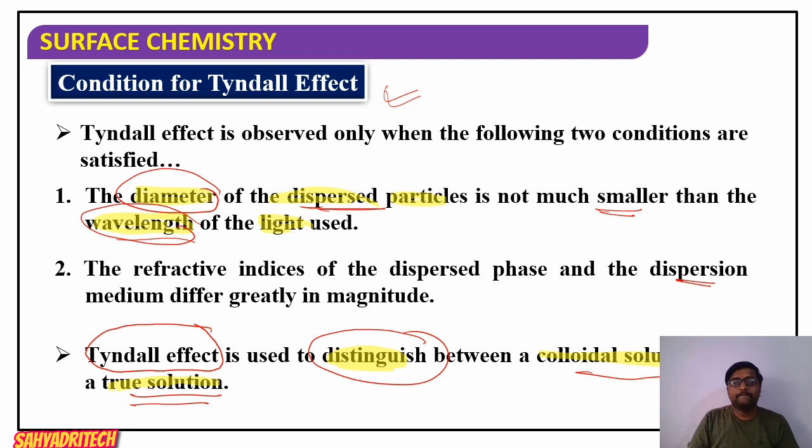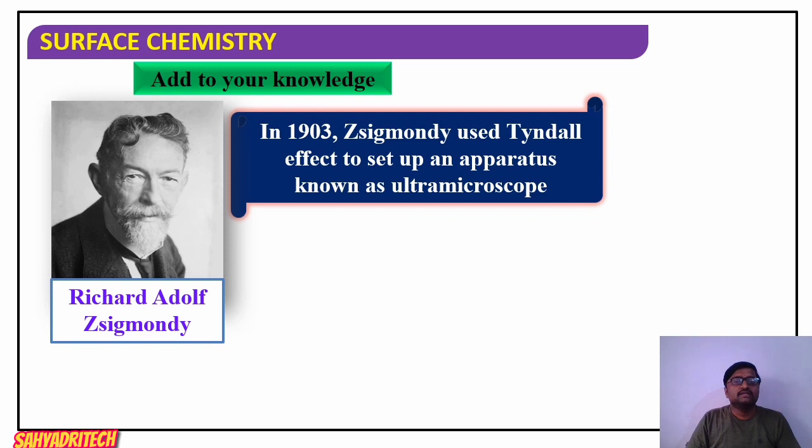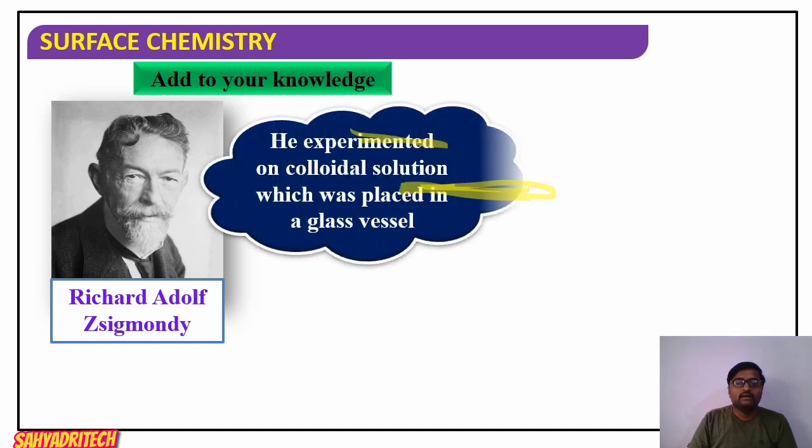Okay. Well, now add to your knowledge, in 1903 Zsigmondy used the Tyndall effect to set up an apparatus known as the ultramicroscope. So in the setup of the ultramicroscope, the knowledge of the Tyndall effect is used by which scientist? Zsigmondy. Okay. Well, now how did it help in the setup? He experimented on colloidal solutions which were placed in a glass vessel. He took a glass vessel in which he took a colloidal solution.